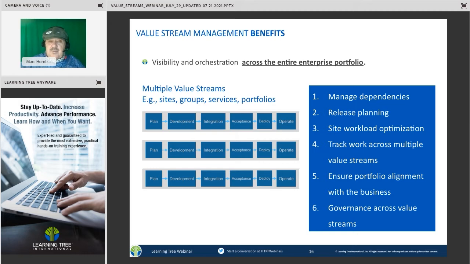where it becomes really valuable is when you've got multiple. So managing dependencies between pipelines, looking at release planning when you've got multiple pipelines involved, site workload optimization where you're optimizing resources across an entire site or a whole application or product, tracking work across the value streams, ensuring alignment within the business with different policies in general, governance across an entire set of value streams. So you can sort of see the big picture benefits of managing at this level.